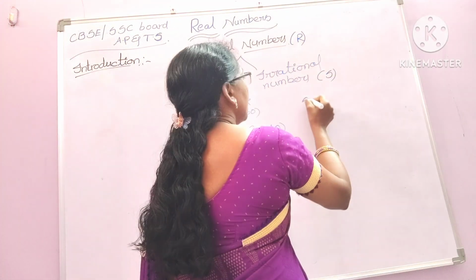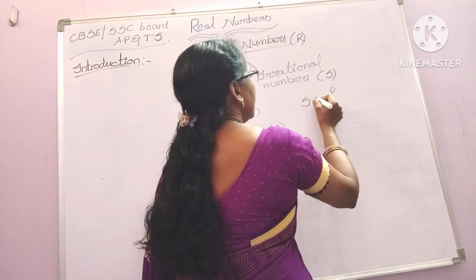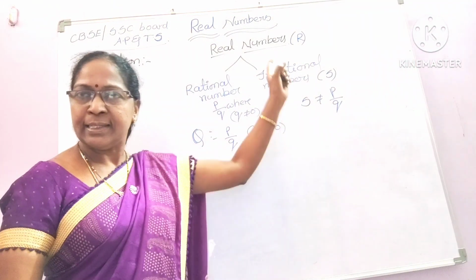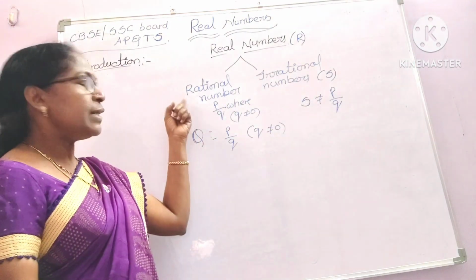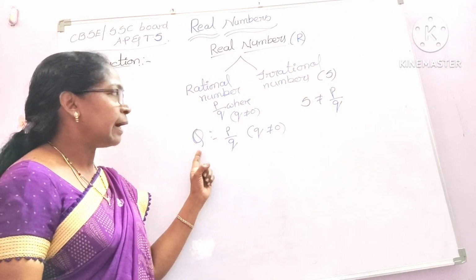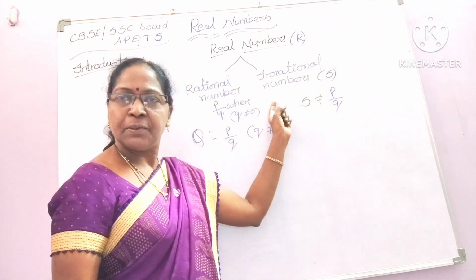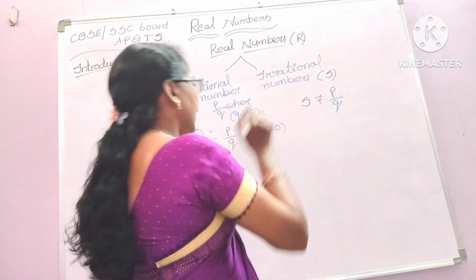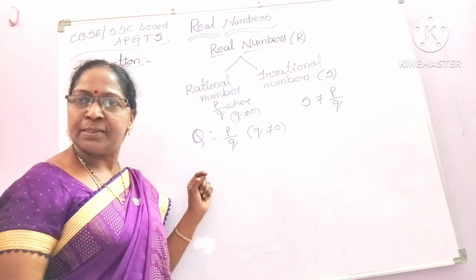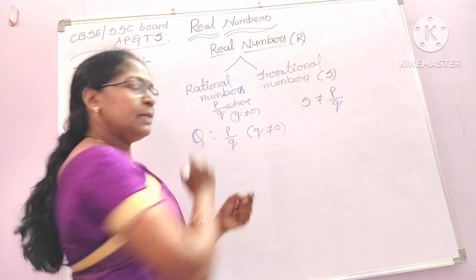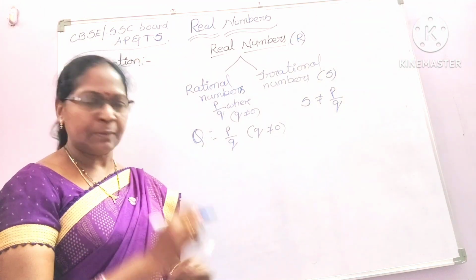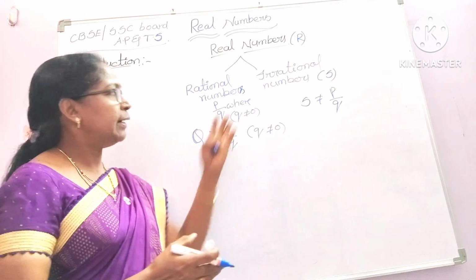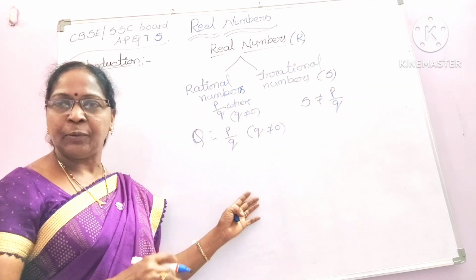Here the numbers which cannot be in the form of p by q, those numbers we call irrational numbers. So rational numbers are represented by the letter capital Q and irrational numbers are represented by the letter capital S. Here are the examples of rational numbers. Rational numbers include all numbers: natural numbers, whole numbers, integers. Already we learned these in the previous classes.